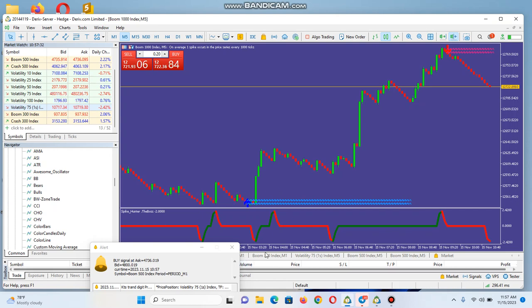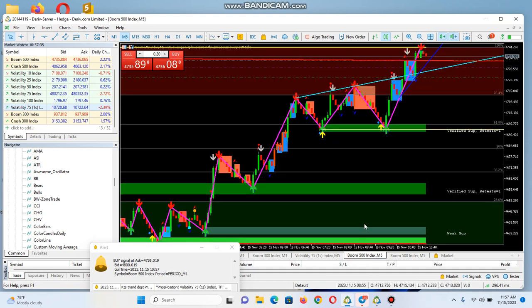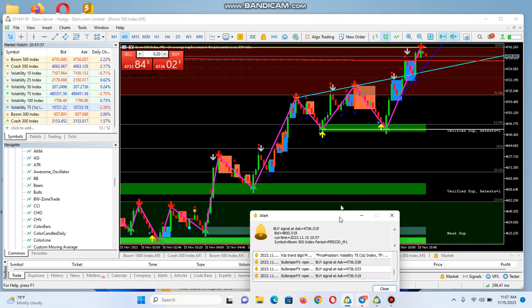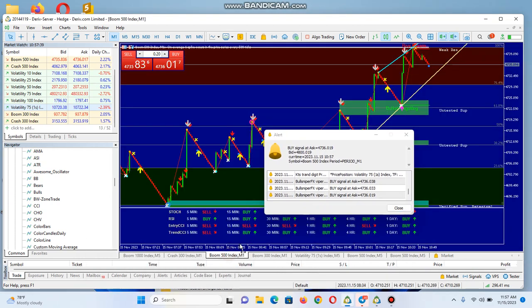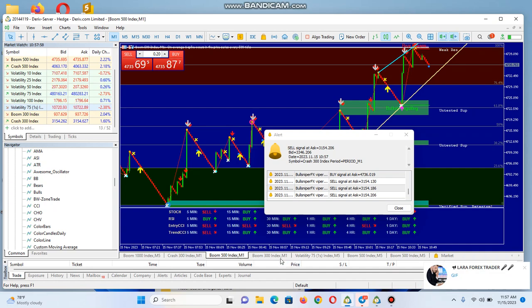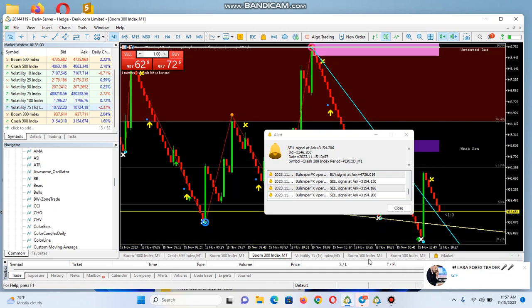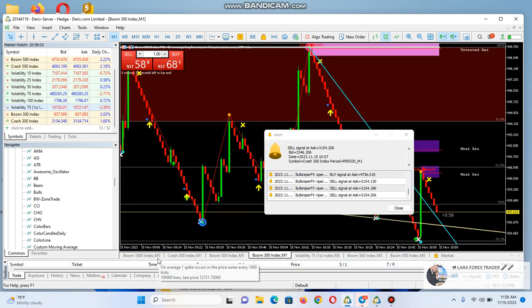But let's navigate to that Boom 500. Let me check which index I have Viper on. You see this dot here, this dot that just came out? It is a Viper dot. So very soon it will give you the arrow, the yellow arrow, then the spike will just come. So let's keep explaining what we are explaining. Crash 300 also wants to sell. That is Viper for you. Let's continue our explanation.